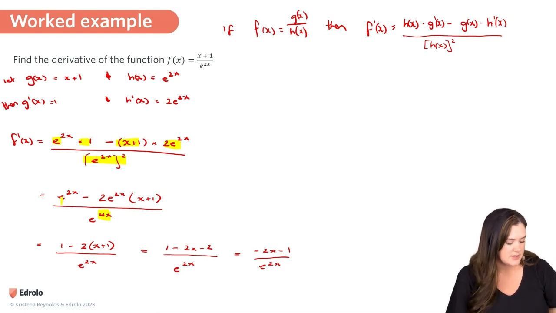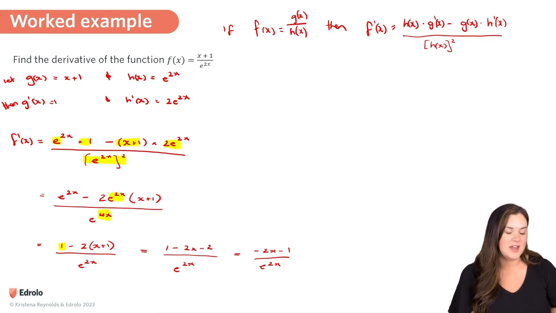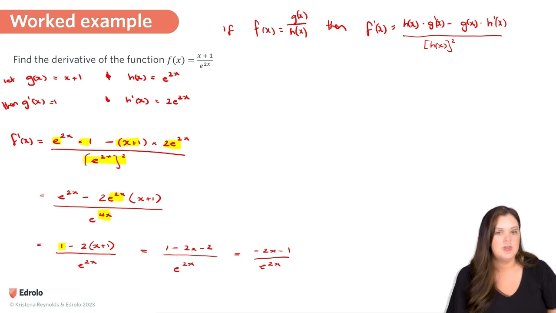So doing that, I get 1 over here, so I've divided through by e to the power of 2x, leaves me with just 1. And then on the left-hand side, I've divided by the e to the power of 2x, leaving me just with that 2 times x plus 1. And what I can do now is expand those brackets and combine some terms. So I've expanded the brackets on the right there, so I have 1 take away 2x take away 2, and that's all divided by e to the power of 2x, which then leaves me with negative 2x take away 1 over e to the power of 2x.